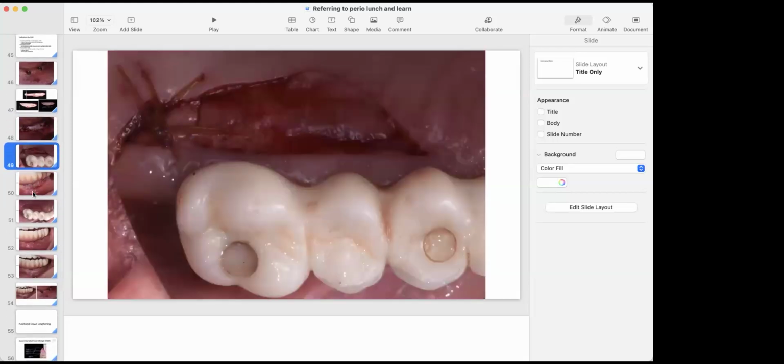Okay, so this is the palate. So same thing, this is going to be sutured. And this is typically where a lot of the bleeding will occur. The greater palatine artery sometimes can come through, but this is the top layer.